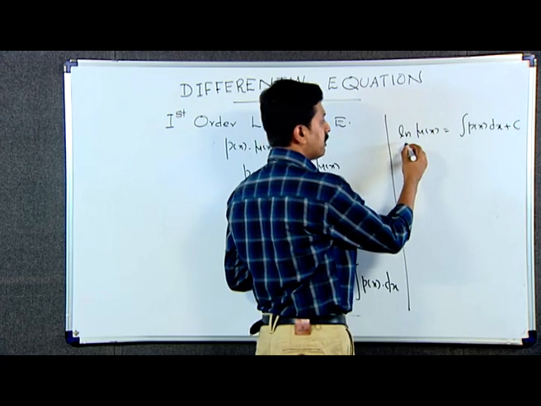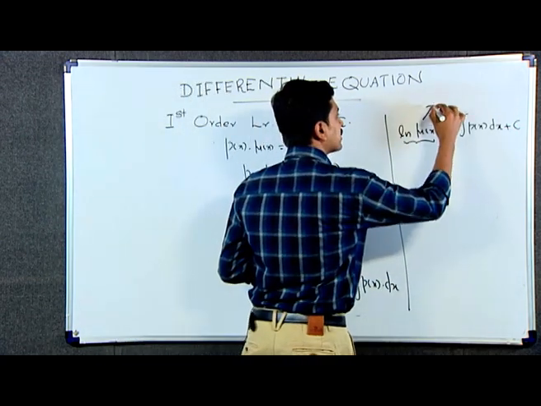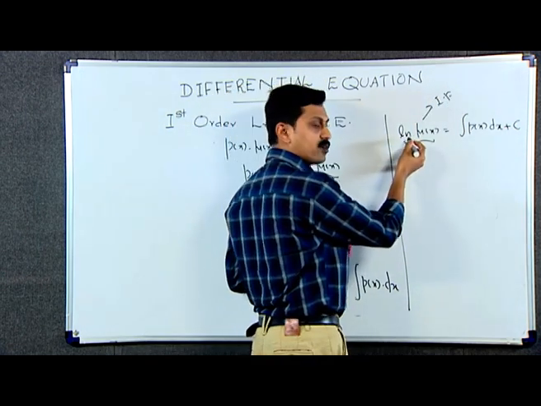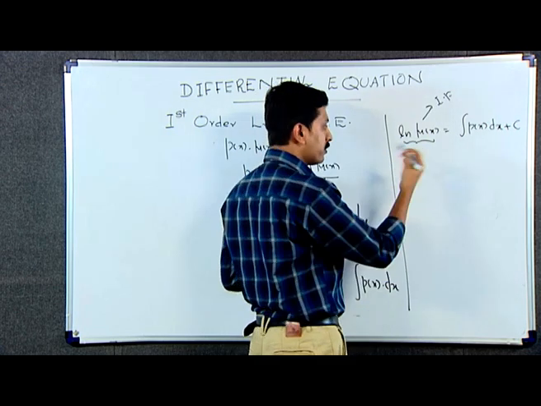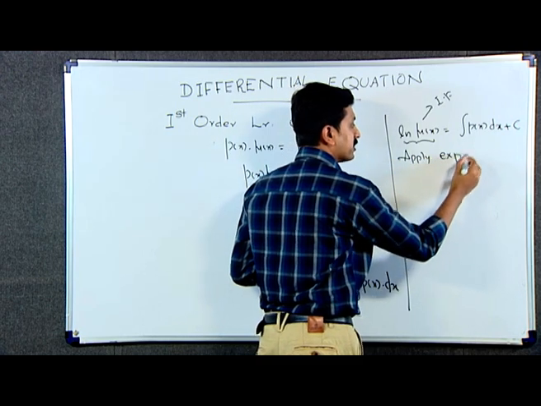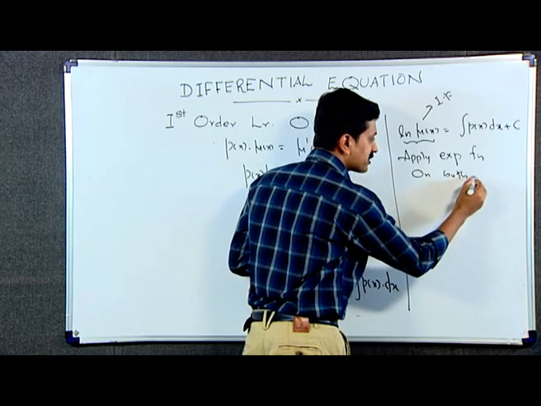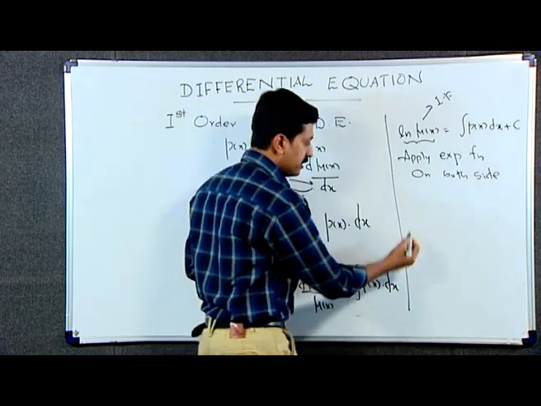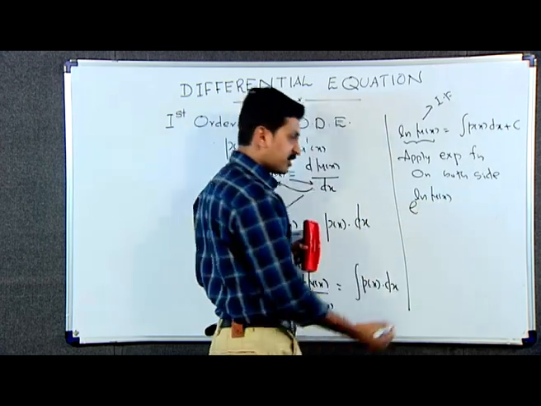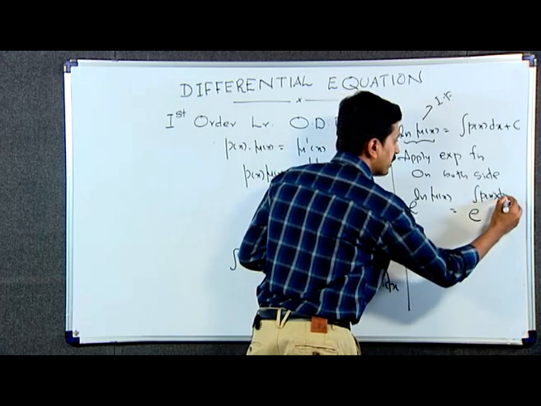And here we need to find out the integrating factor. Mu of x is the integrating factor. So, we have to remove this logarithm. To remove it, we apply the exponential function on both sides. What will happen? e raised to logarithm of mu of x is equal to e raised to integral of p of x dx plus c.